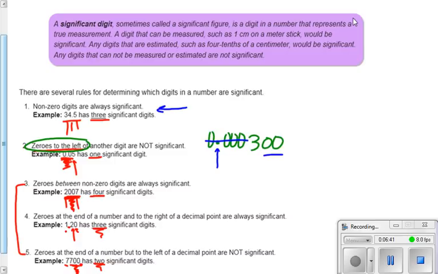There's the decimal point. So these zeros at the end and to the right of the decimal point are considered significant. So in example 4, they give you a 1, a 2, and this 0 to the right of this decimal point is at the end, so it's considered significant. That's how they came up with 3. This is also how we came up with 3. The non-zero and these zeros after and to the right of the decimal point.